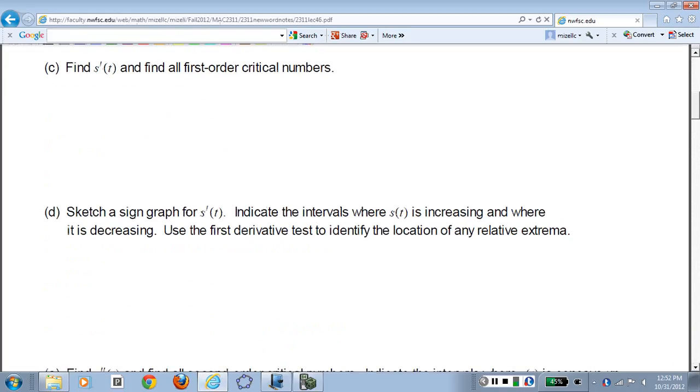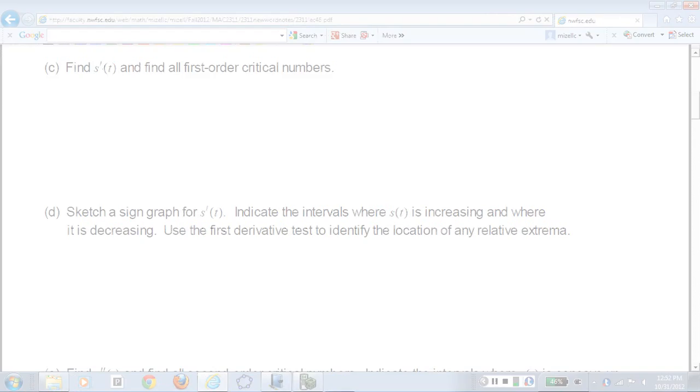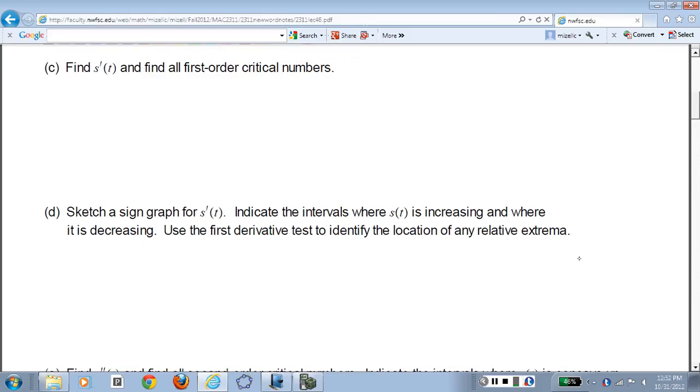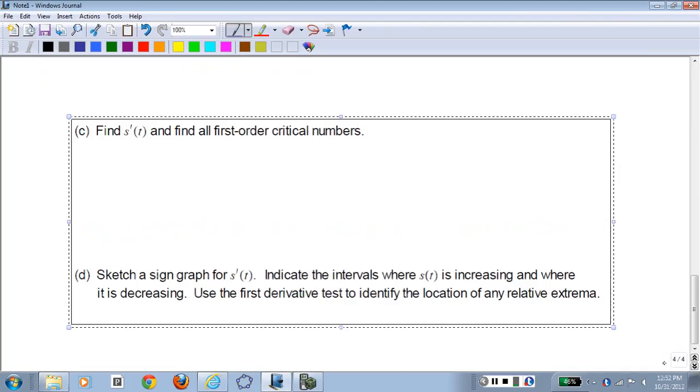Now we turn our attention to the first derivative. We want to find s prime and all first order critical numbers. Same function, of course.